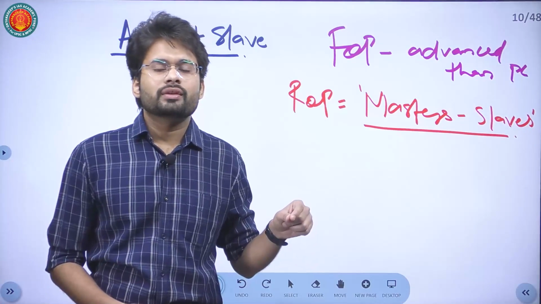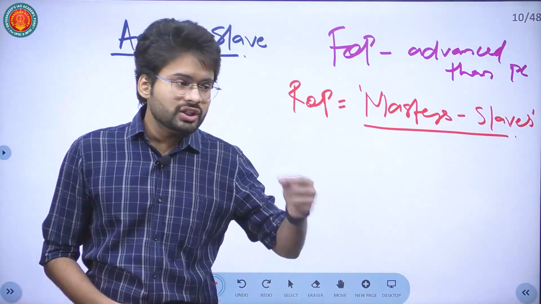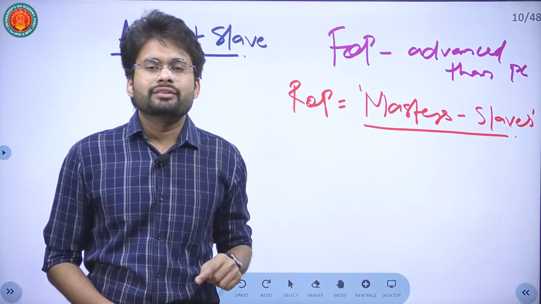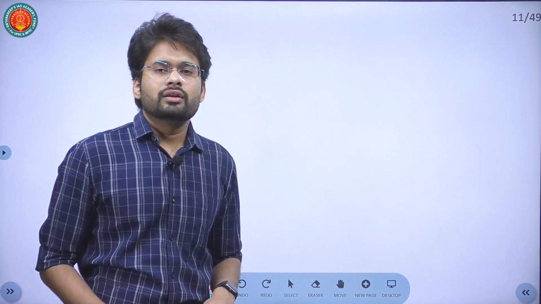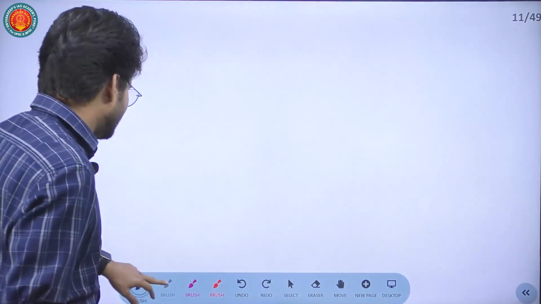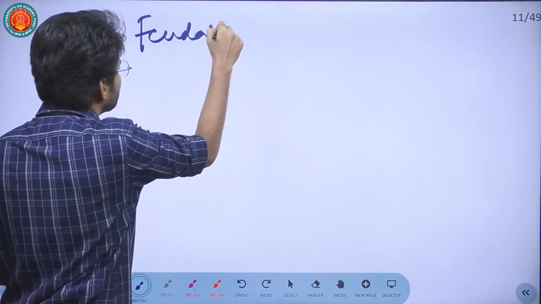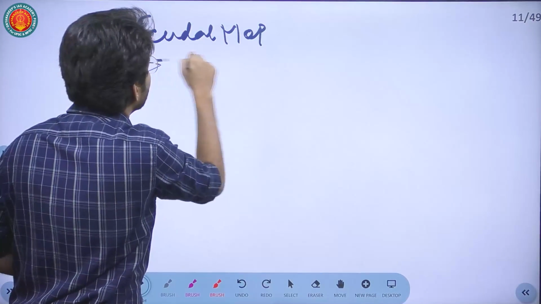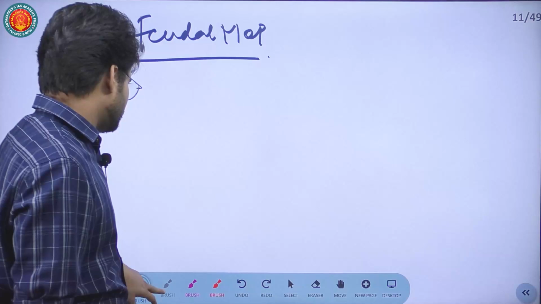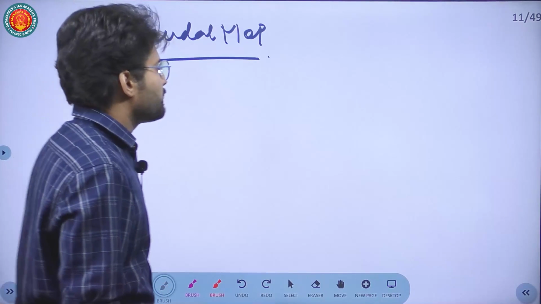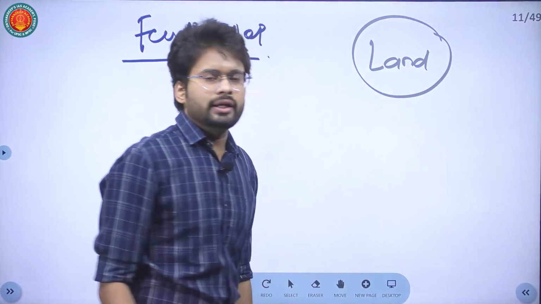signifies the peak or the advancement in the factors of production and change in the relationships of production that gave rise to the next stage in the history of the society, that is called the feudal mode of production. Feudal. The feudal mode of production, where the land is at the center of the society.